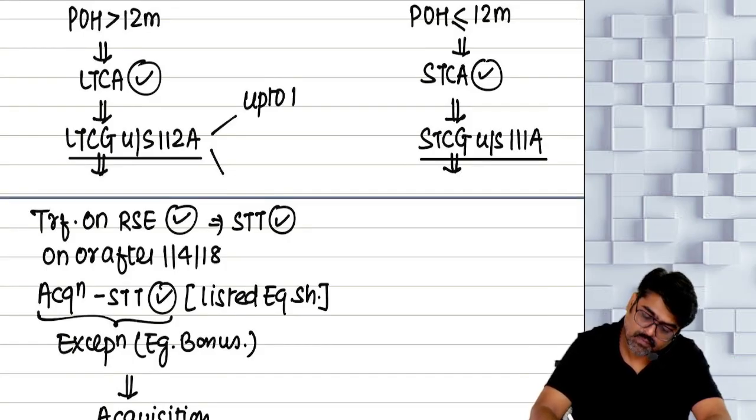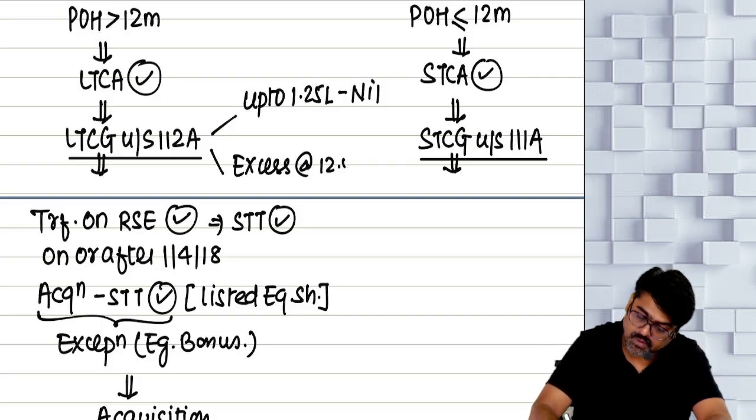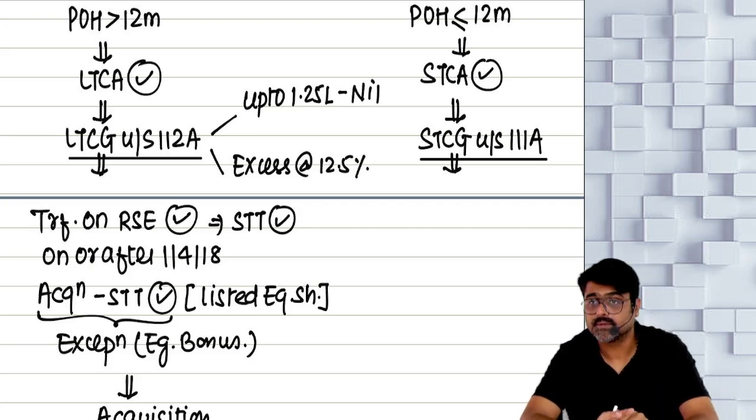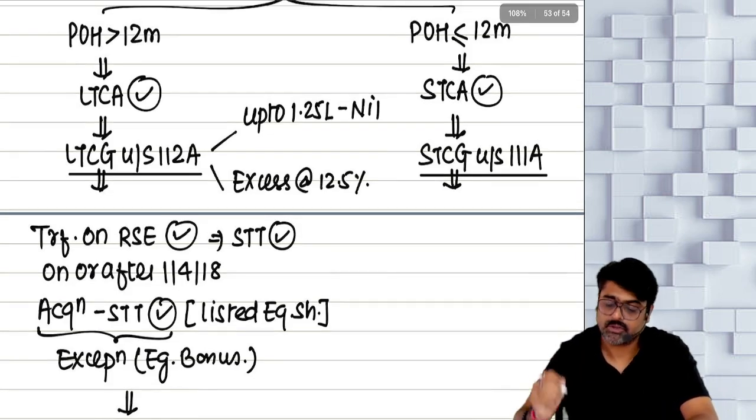Up to 1.25 lakhs, how much tax? Nil. And the excess amount, at the rate of 12.5%. Done, sir? Now tell me, short-term gain.